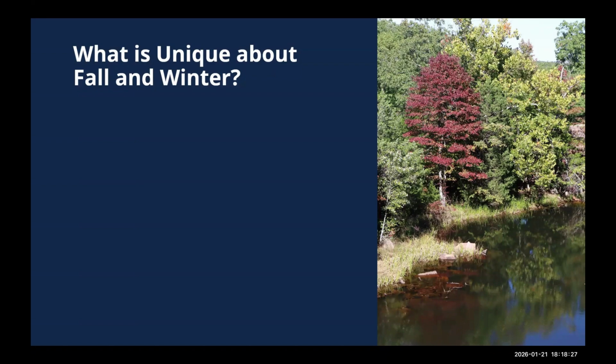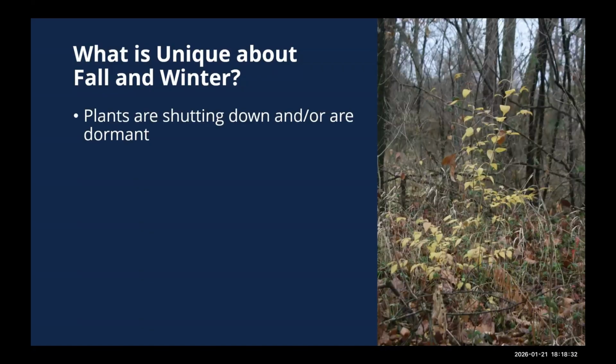There are a few things that make controlling invasive plants in fall and winter a little different that you need to consider. I'll go over the unique ones and then we'll cover each one in detail after that. That'll really make the heart of my presentation. The first one is that plants are shutting down or are already dormant in the fall and winter. They're not actively growing, many of them. And that's both native plants and invasive plants. That does give us some opportunities and some limitations. So we'll talk about it in a little bit.